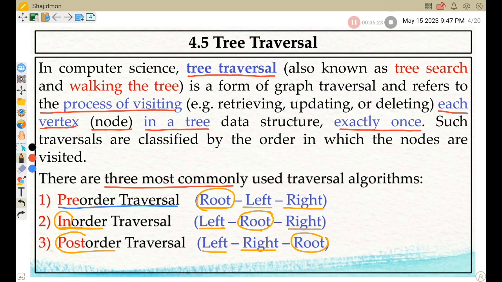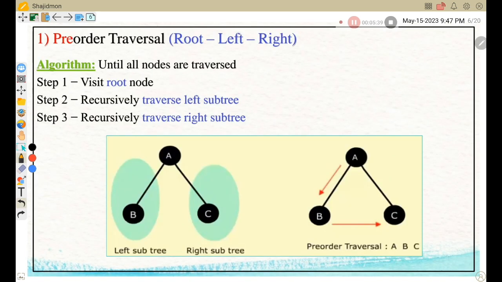So there are three standard ways of traversing. One is called pre-order traversal, the second is in-order traversal, and the third is post-order traversal. Now we will discuss them one by one, how we visit in pre-order, in-order and post-order traversal. Let me discuss pre-order traversal first. As I told you, pre-order traversal means first the root, then the left subtree, then the right subtree, correct?